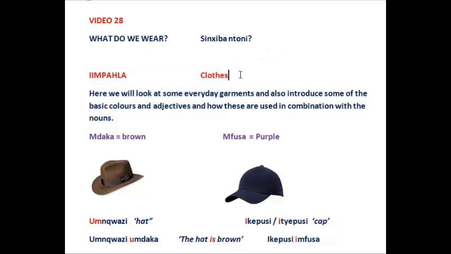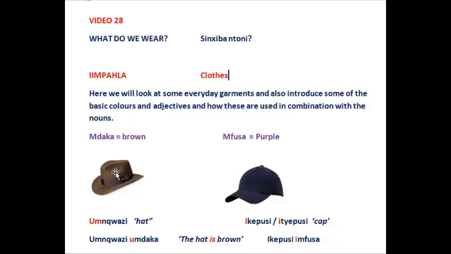Impahla. So in this section we are going to look at some everyday garments and also introduce basic colors and some adjectives, and also how these colors and adjectives are used in conjunction with the nouns, how we use them to describe the nouns, that is. So first of all, then we look at these two pictures. We see here a hat and a cap, but first of all we look at the colors.